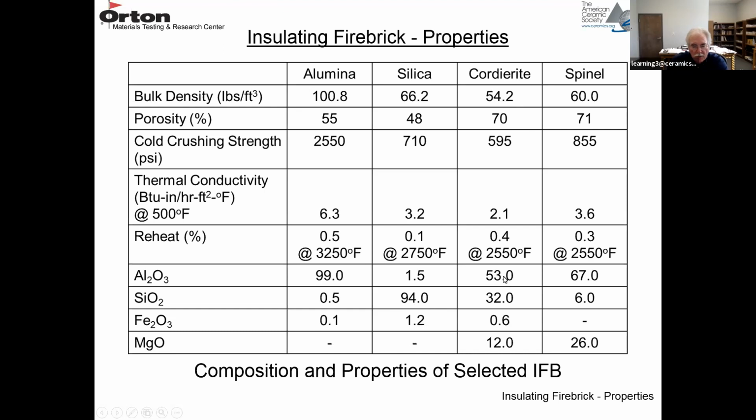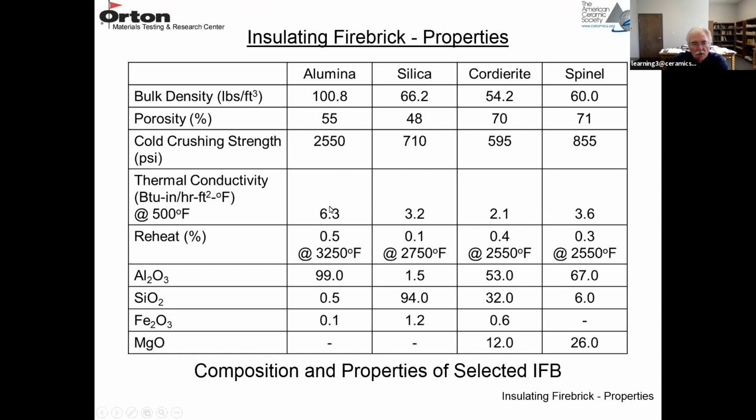So it's about 53% alumina, 32% silica, and 12% MgO. And you can have a spinel also. This is an alumina-rich spinel at 67% alumina and 26% MgO. The porosity levels just depend on how they're processed, but roughly 50 to 70%. The cold crushing strength is dependent on the chemistry and the firing temperature. The high alumina is quite high in cold crushing strength.